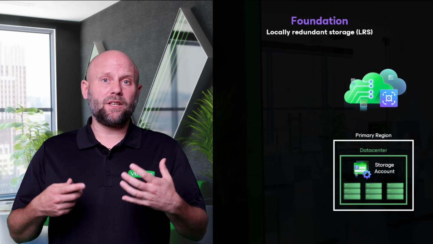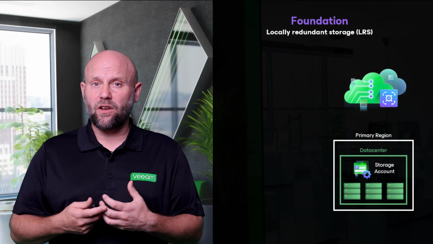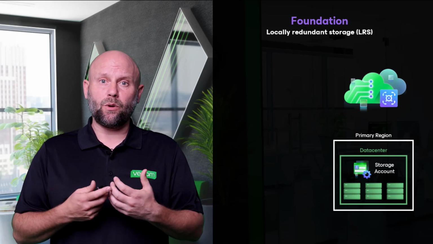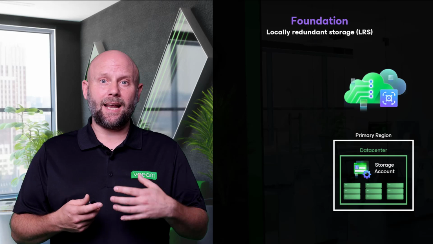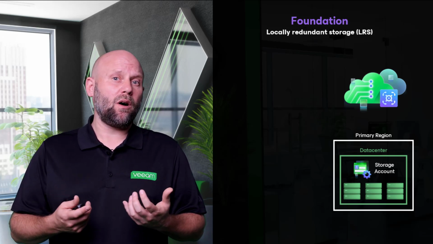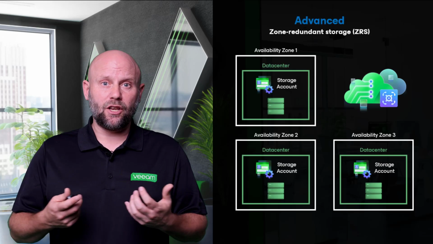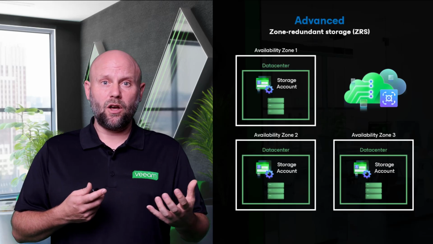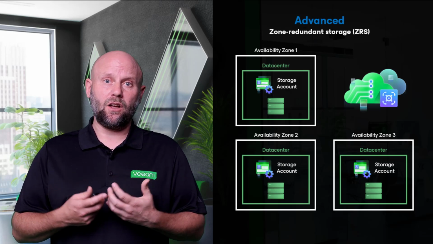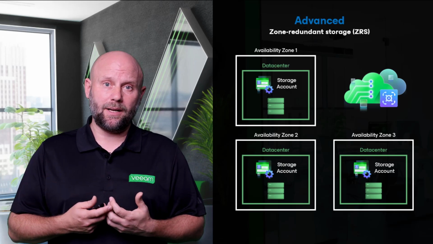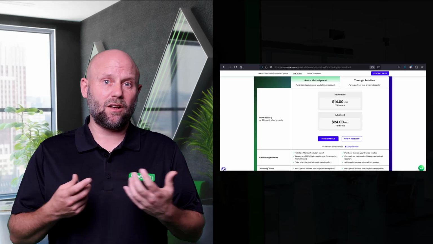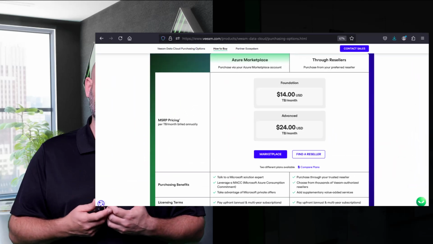Today, Vault comes in two storage tier options. The first is Foundation, which is based on locally redundant storage, meaning you have 3 copies of that data in a single region or data center. But should you require increased resilience, then you can always look at our Advanced option where we use zone redundant storage to ensure that we have 3 copies of that data stored across 3 separate availability zones. So let's jump to the demo and see how easy it is to get started with Veeam Data Cloud Vault.